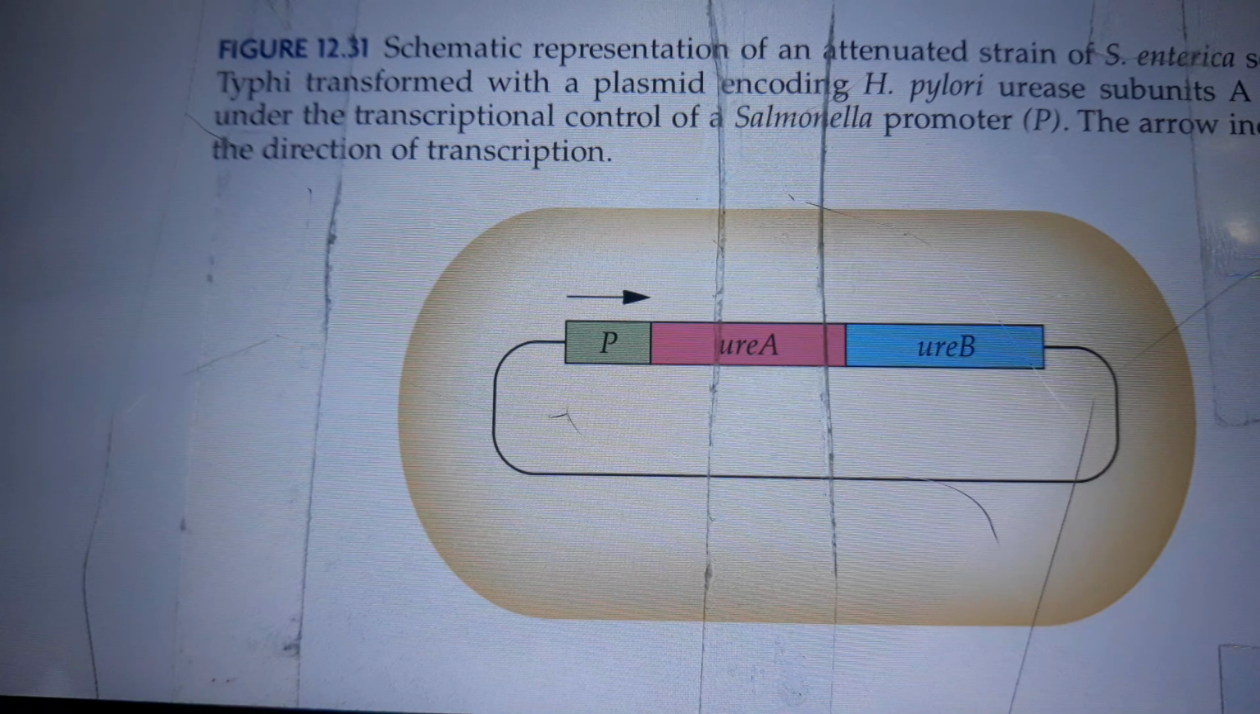You have figure 12.31, which is a schematic representation of an attenuated strain of S. enterica serovar Typhi transformed with a plasmid encoding H. pylori urease subunits A and B under the transcription control of a Salmonella promoter. The arrow indicates the direction of transcription. P, ureA, ureB.